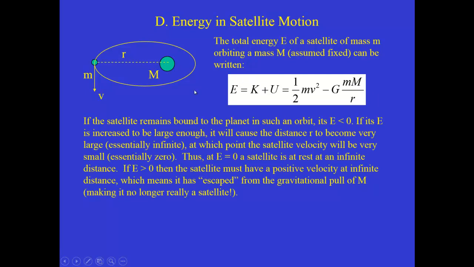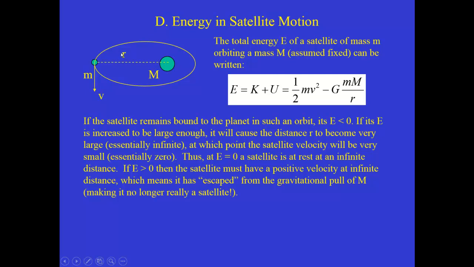And here's the important point, and this is just a qualitative way of understanding satellite motion. If the satellite remains bound to the planet in an orbit like this, which means it comes back over and over again and repeats this same orbit, then its energy is less than 0. How do I know that? I know that because if E became really, really large, let's say initially there was an orbiting satellite around a mass, so I'm asserting that its energy is less than 0, if we increased its energy, then what would happen is it would make the distance away from the planet larger and larger.